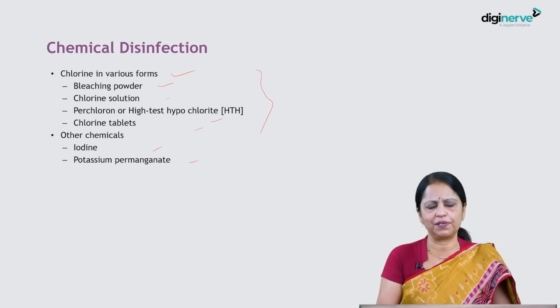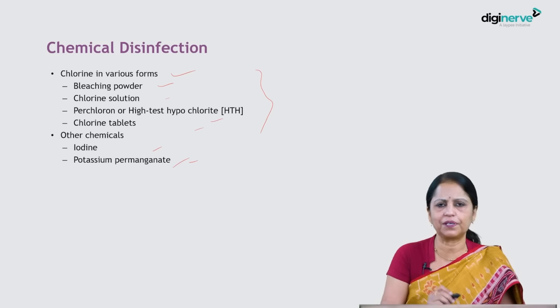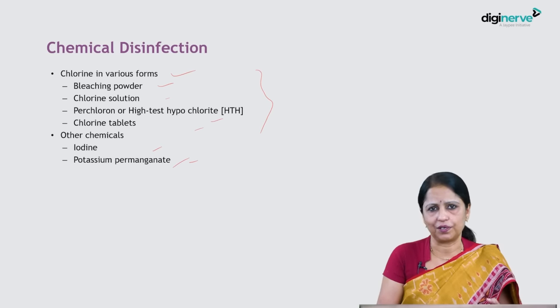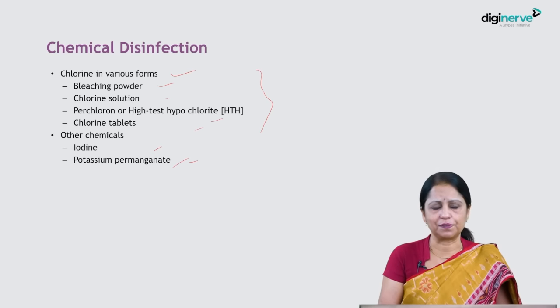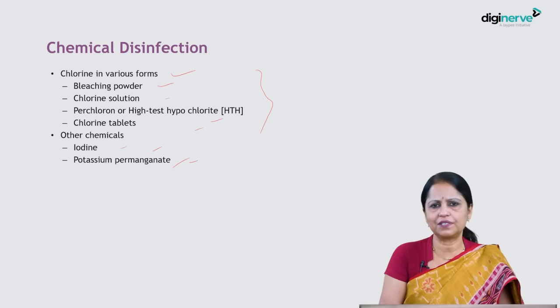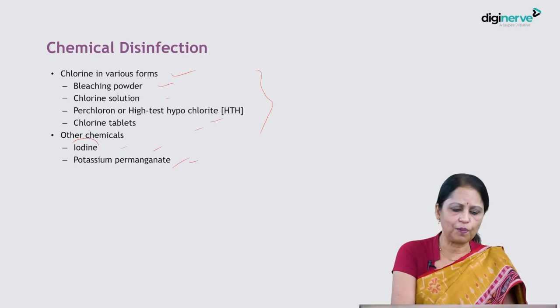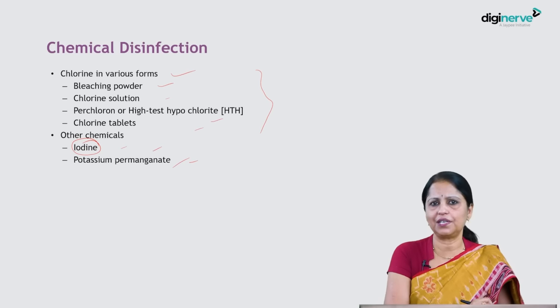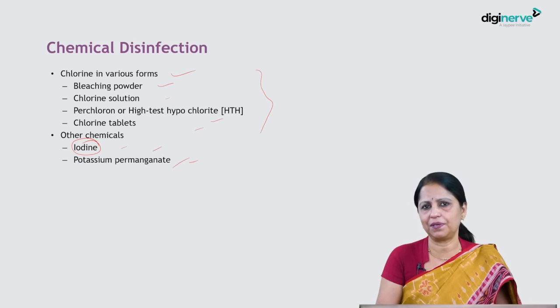potassium permanganate. But the problem with potassium permanganate is that it colors the water, which may not be acceptable. And iodine also gives a taste, smell and color to it. But the more important problem of iodine is that it is biologically active and the thyroid glands may be affected. So this is not a desirable disinfection method.